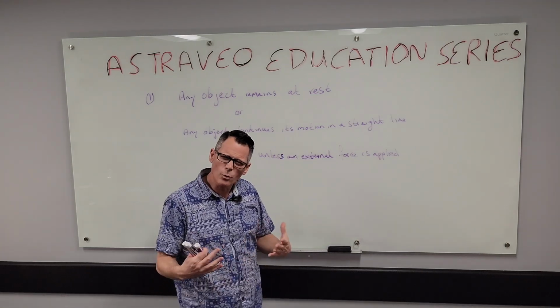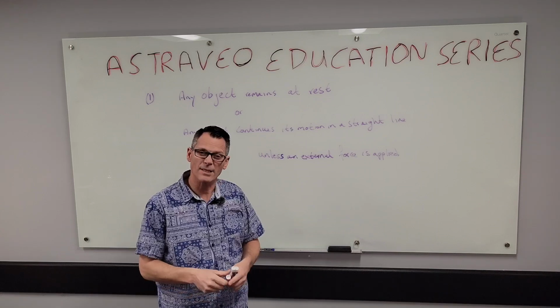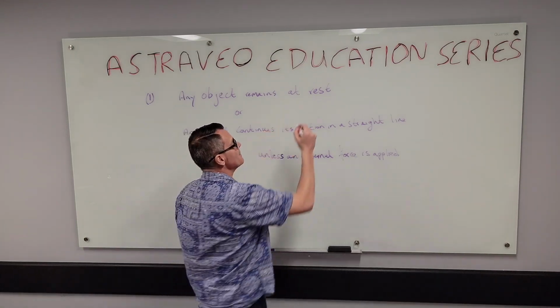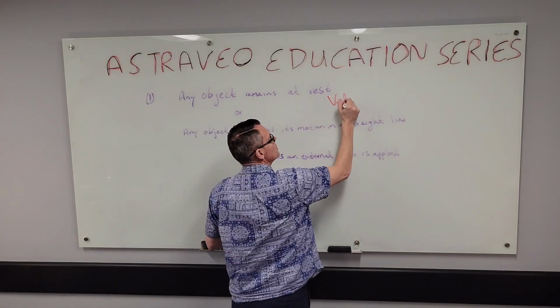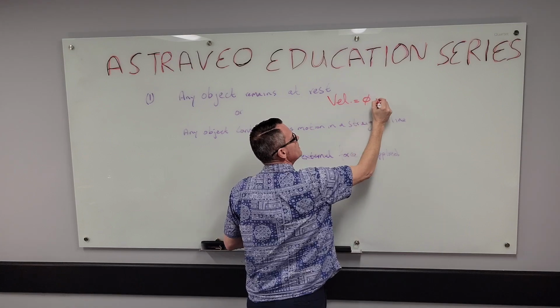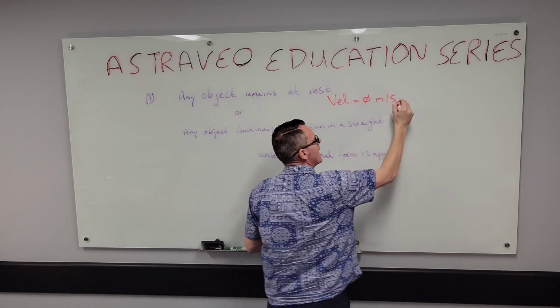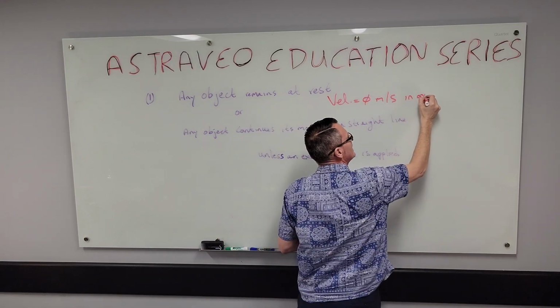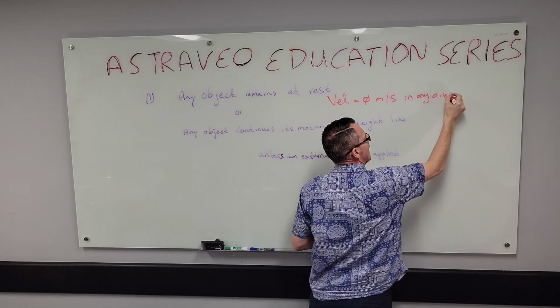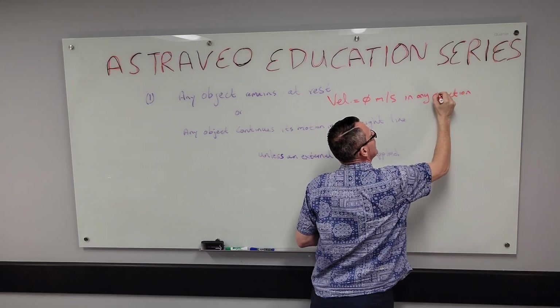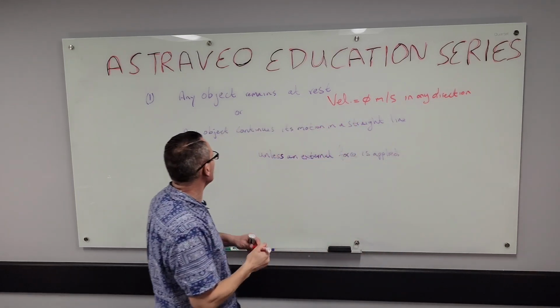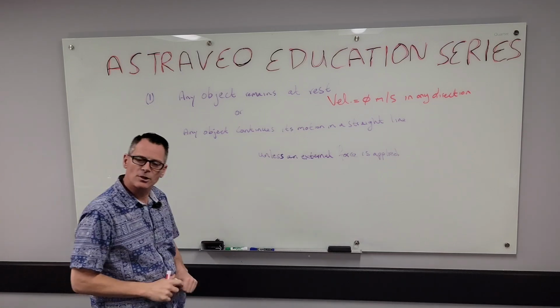Now, that's a lot of words to describe something quite simple, actually. If it's at rest, that means it's not moving. Its velocity equals 0 meters per second. Don't forget, it's a vector. So in here, we're going to write in any direction. A vector has to have a direction. In any direction, unless you apply an external force.